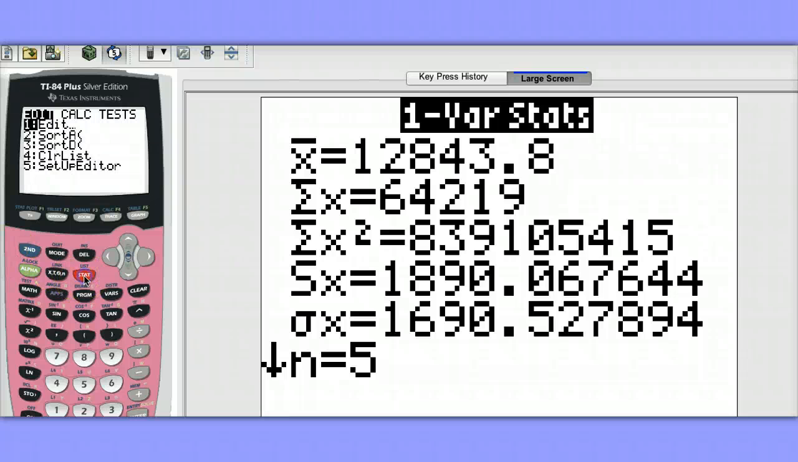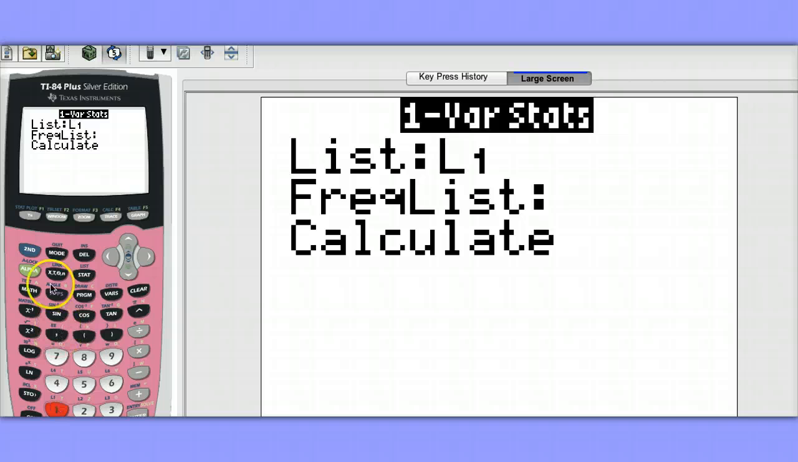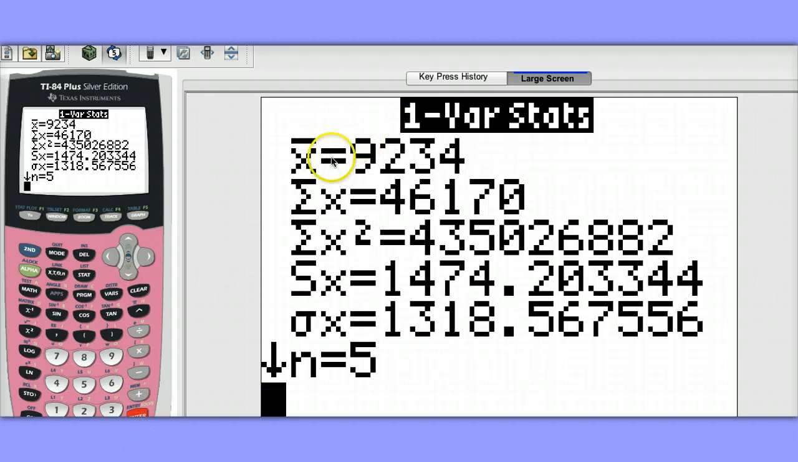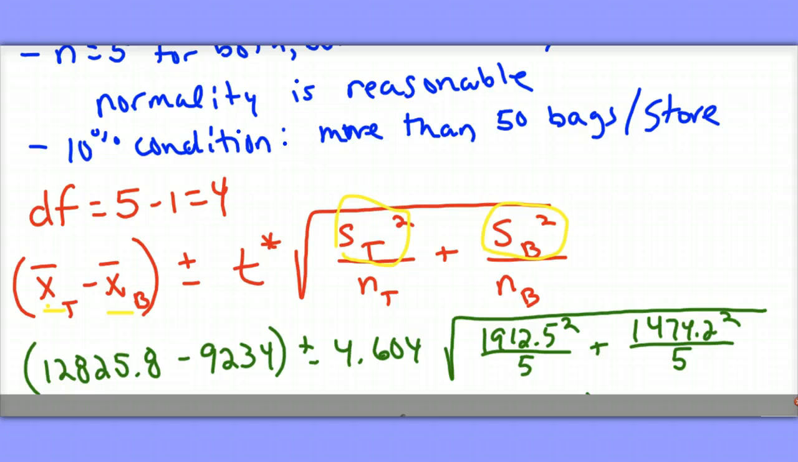We'll do that again for list 2, stat, calc, 1 variable statistics, list 2, go down to calculate, hit enter, and that's the sample mean, 9,234 for Bashaw's, the capacity in grams, or the weight in grams that it can hold, and the sample standard deviation is 1,474.2 grams. So we're going to substitute those numbers into the formula here. So those should look familiar.